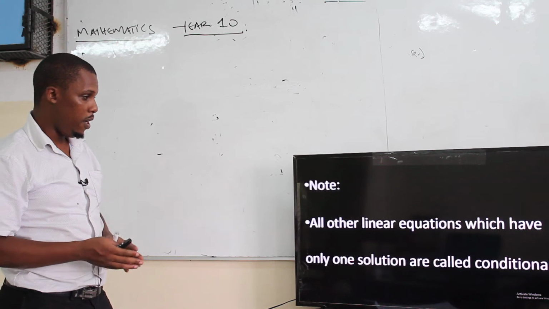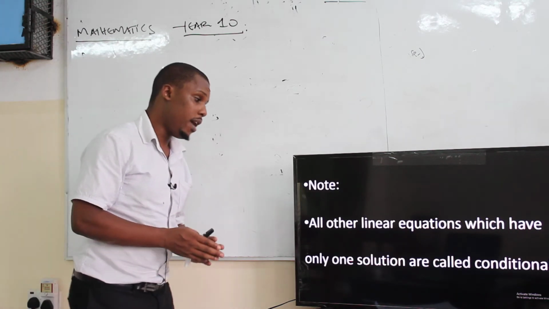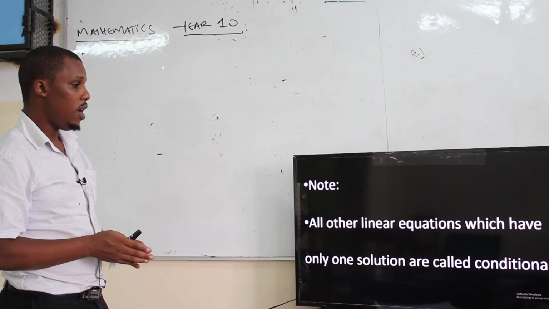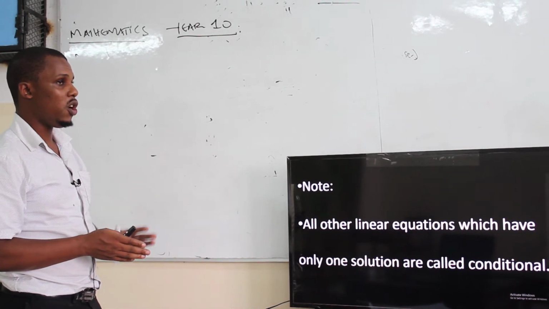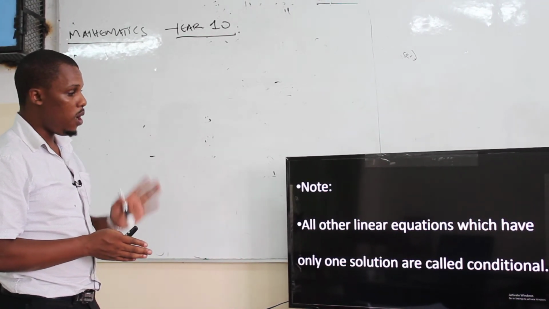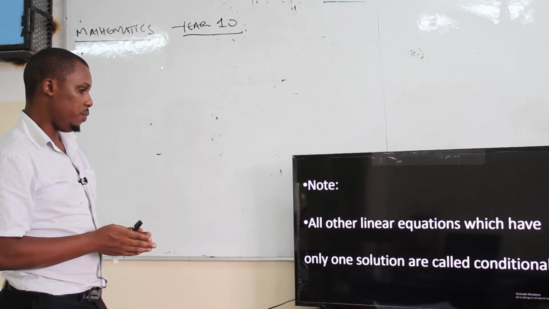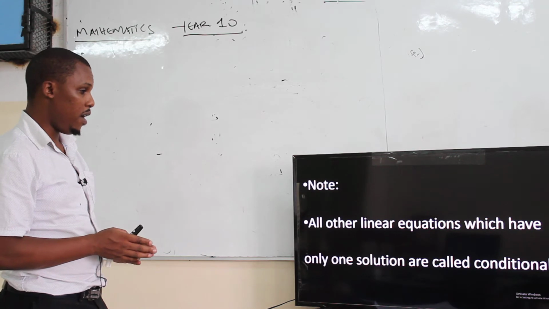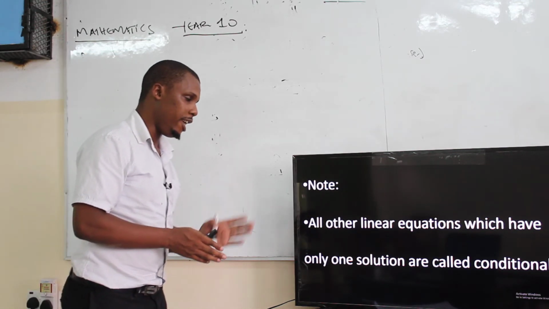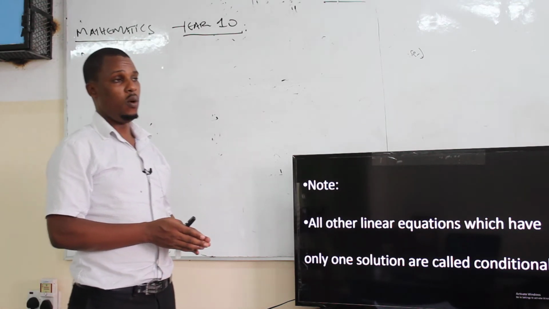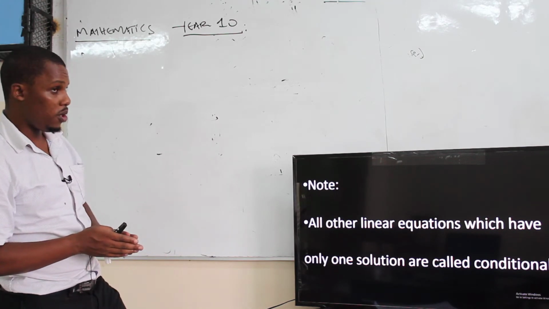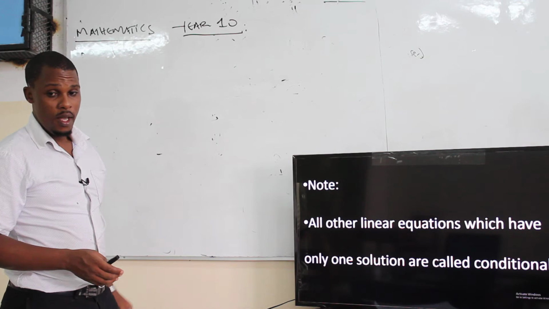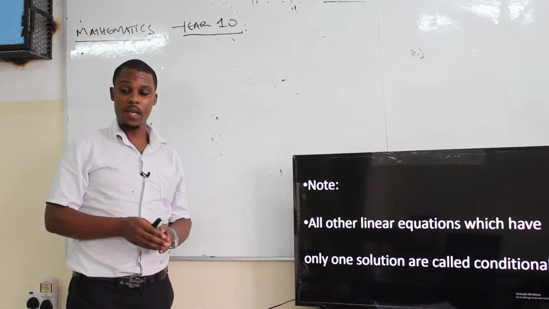Now the NB. Note that all linear equations which have one solution are called conditional equations. So if your linear equation is only going to have one solution, then that one is referred to as a conditional linear equation. And that's what I want us to focus on: those equations that contain only one solution. I'll take you through some examples as we move together.